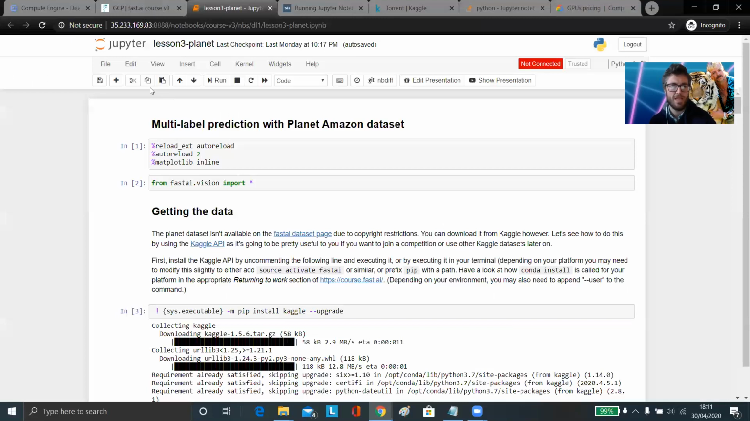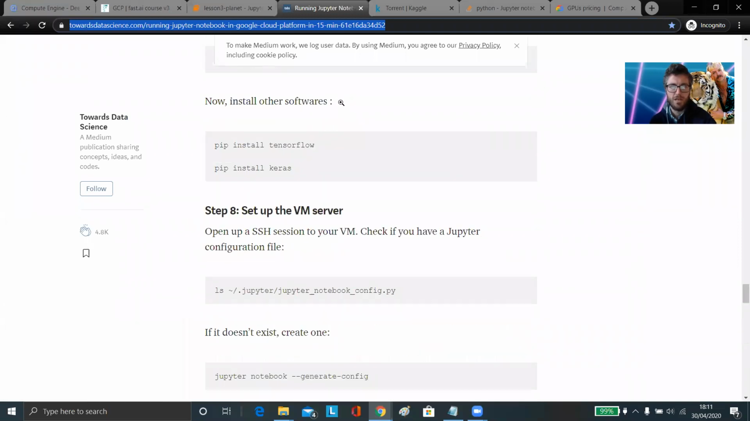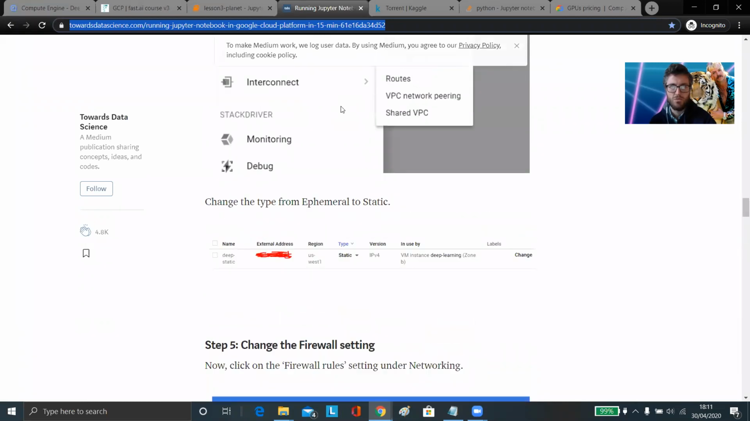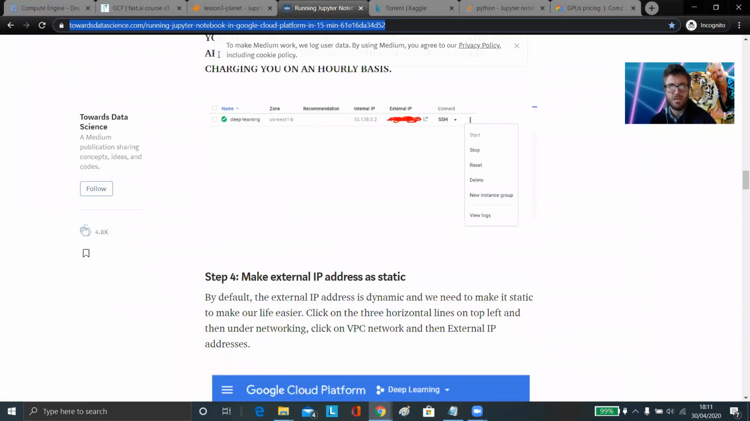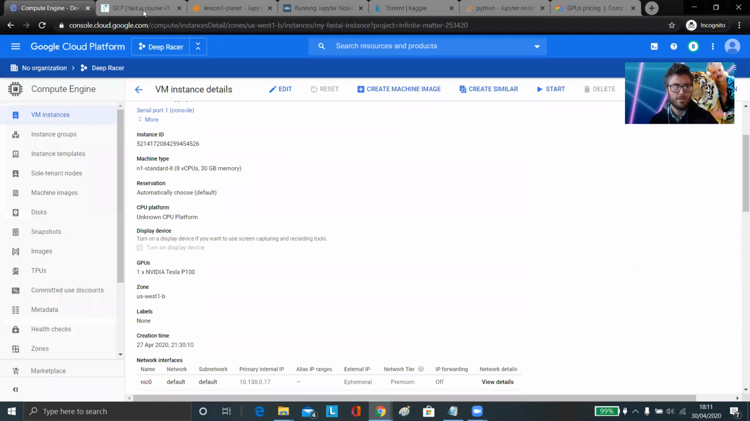So this is what I was going to base it on, the multi-label prediction of the Planet Amazon data set. So we'll give that a go. And this is the guide that I use to get Google Cloud Platform to support running Jupyter Notebook for us. It's definitely one of the better guides out there. It gets you going. To be honest, I would have said it takes about 20-30 minutes to get one of these VMs set up, which isn't a huge chore.